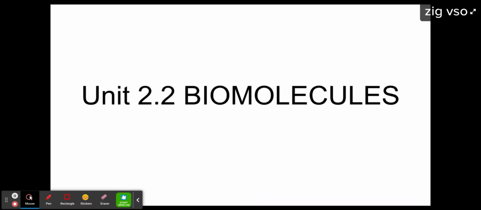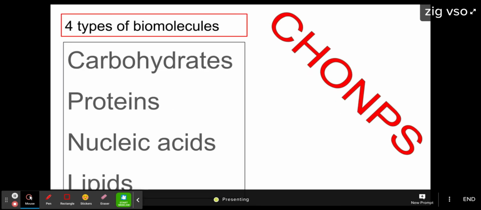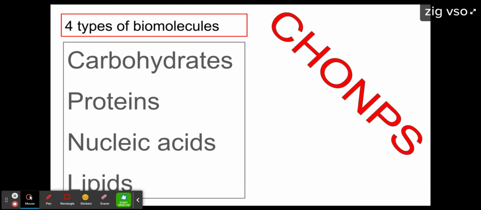This is Unit 2.2, where we're going to be looking at the biomolecules. So the four types of biomolecules are carbohydrates, proteins, nucleic acids, and lipids. And you should remember from Unit 1 that the six most common elements that are found in these four biomolecules are carbon, hydrogen, oxygen, nitrogen, phosphorus, and sulfur.